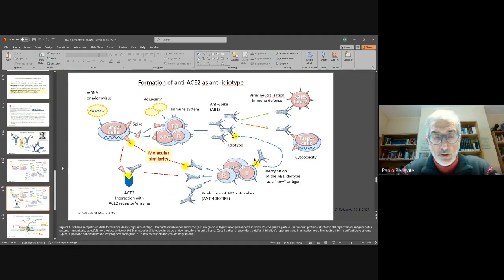However, the problem of potential pathology arises from the fact that these AB2 antibodies, being capable of binding to AB1, which is capable of binding to the spike protein, are in some way a mirror of the spike protein itself. That is, an internal image of the spike protein, and therefore share some of its molecular binding capacity against the ACE2.